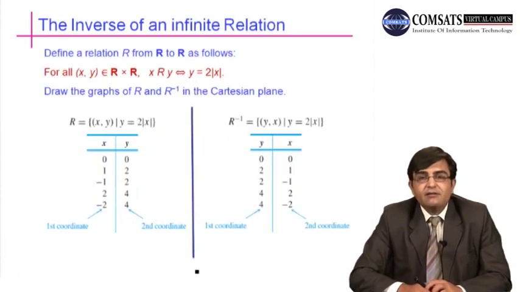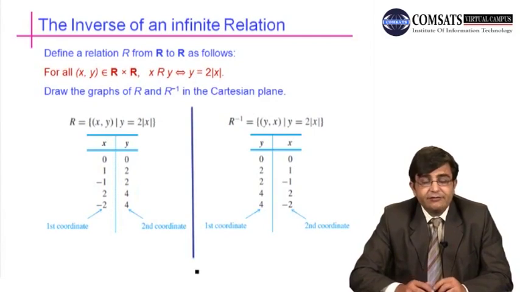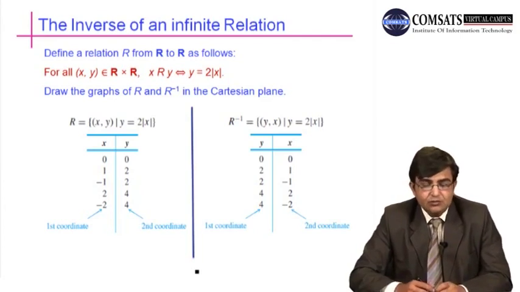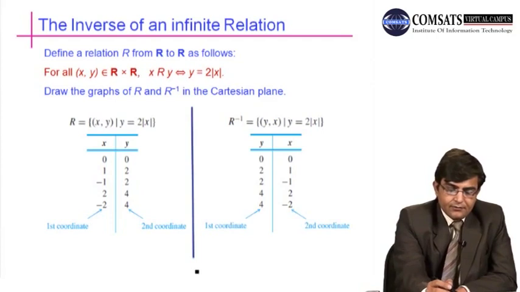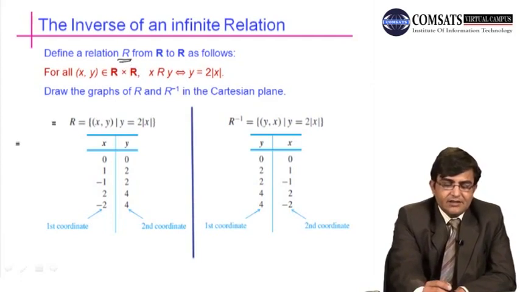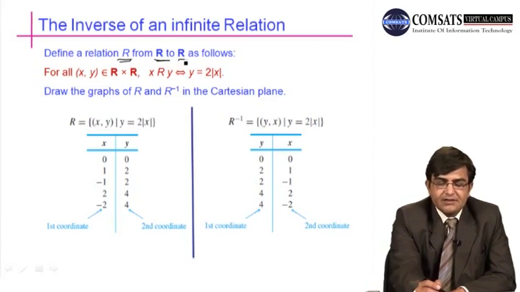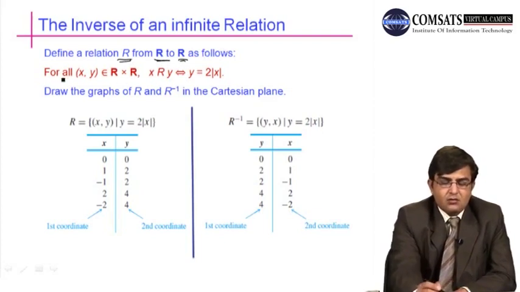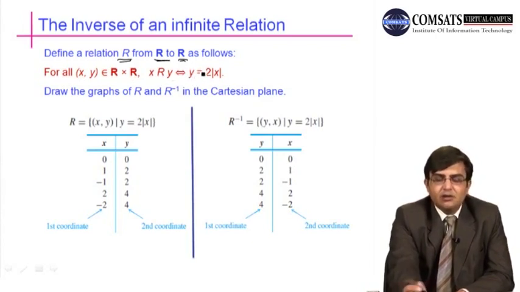In the previous slide we have taken finite sets to discuss the inverse of a relation. Now we choose an example which has infinite sets. Now we have to define a relation R. This R, written in italic form, represents a relation, and R which is written in bold form represents the set of real numbers. Now for all (x, y) belonging to R cross R, x is related to y if and only if y is equal to 2 times the absolute value of x.